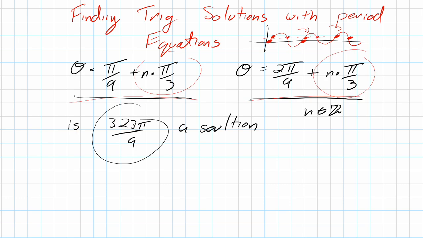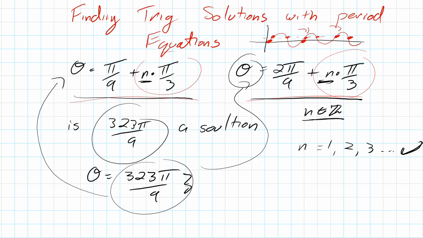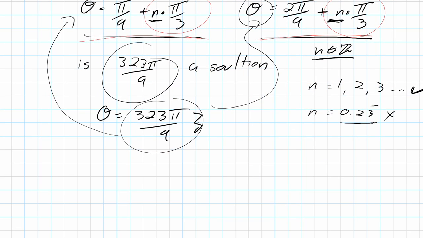Well, what they're asking is, is theta equal to 323 pi over 9? They're asking this as a question. What we need to do is just some substitution. We're going to take this value, substitute it in for theta, and check what our n value is. We'll get a value. The question is, what is it? And then we'll do the same thing in the second one. Plug it in, check our n value. If n is an integer like 1, 2, 3, then this checks out. That's a terrible check mark because of this statement: n is an integer. If n ends up being like 0.23 repeated, then that doesn't work because that's not an integer value.